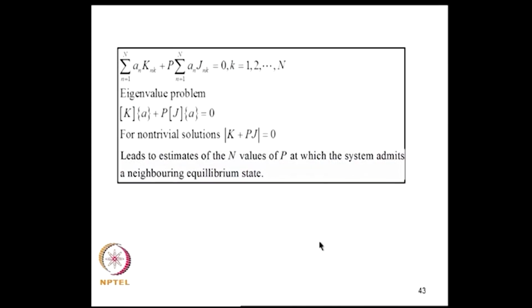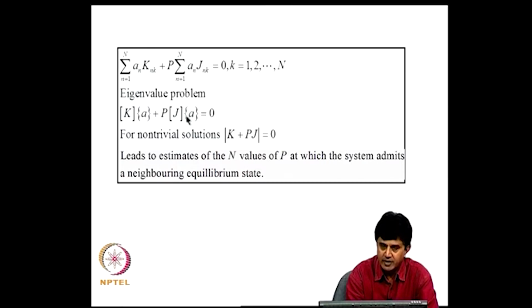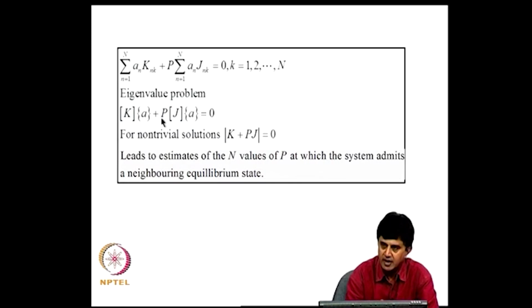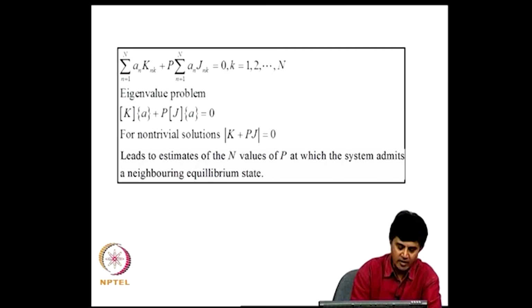This is for k equal to 1 to n, and in matrix form I can write it as k a plus p j a equal to 0, and this matrix J is known as the stability matrix. If we want a neighboring equilibrium position, a non-trivial solution is needed for A. So, the condition for a non-trivial solution is that the determinant of k plus pj must be equal to 0. This is an eigenvalue problem with p as the eigenvalue and A, the deflected profile, as the eigenvector. So, this leads to estimates of n values of p at which the system admits a neighboring equilibrium state. Okay, so this is Galerkin's method.